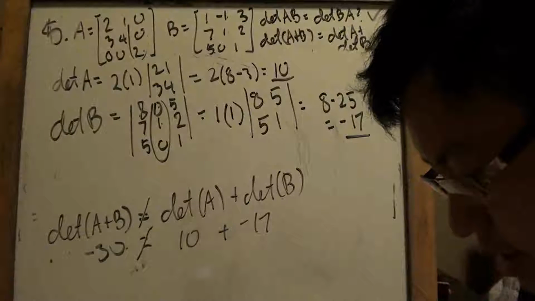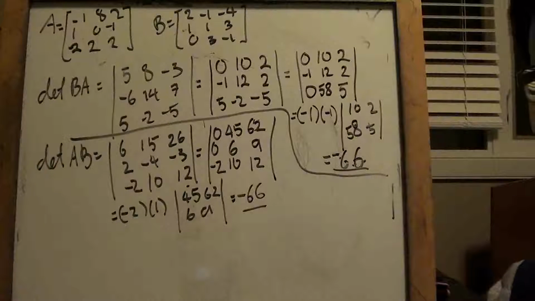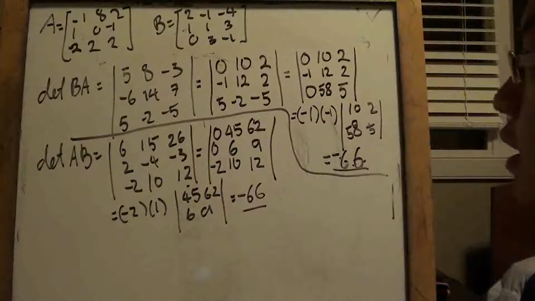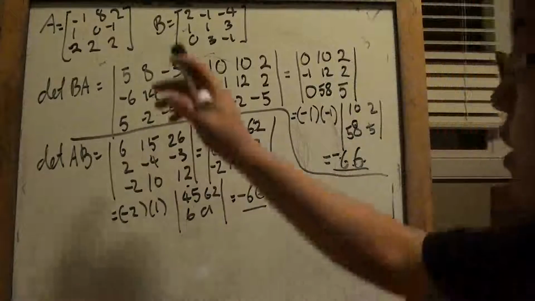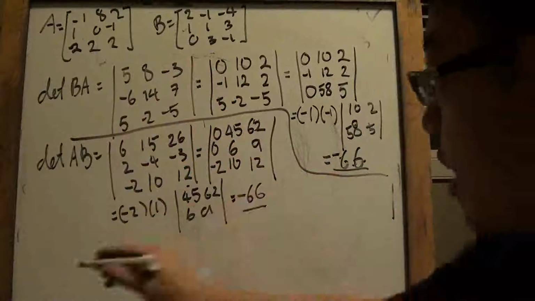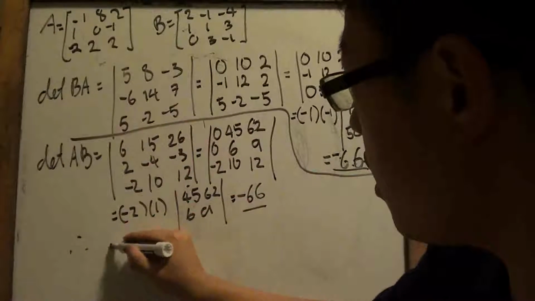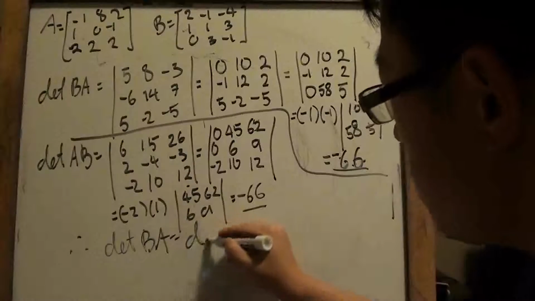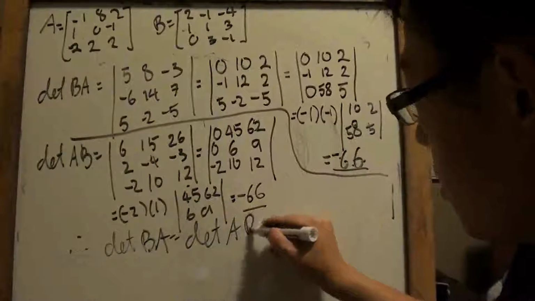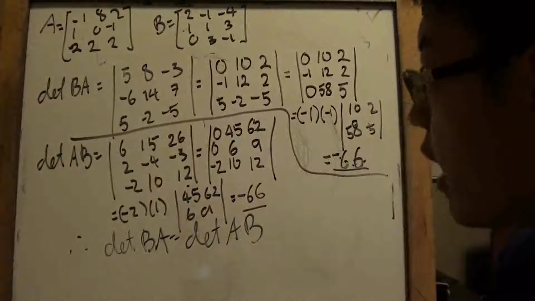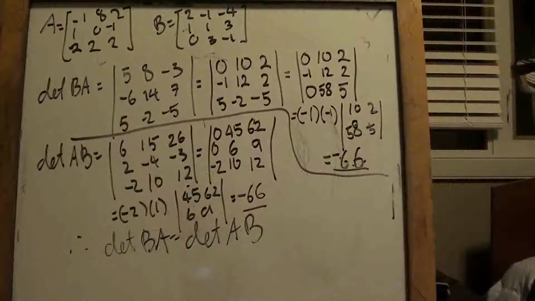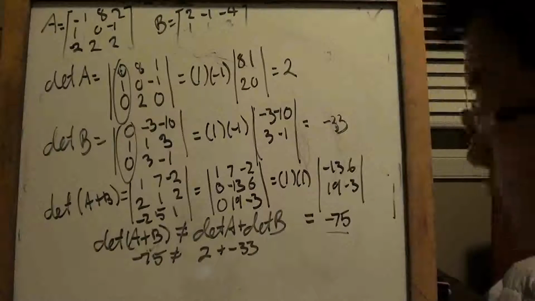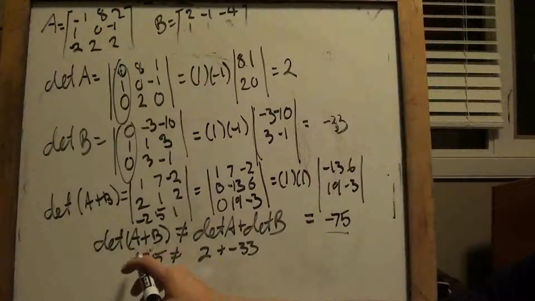We're going to try number 6. Okay, so this is going to be number 6. Therefore, det BA equals det AB. So that's what I have. I'm going to prove the other part now. Okay, and this wraps up question 6.